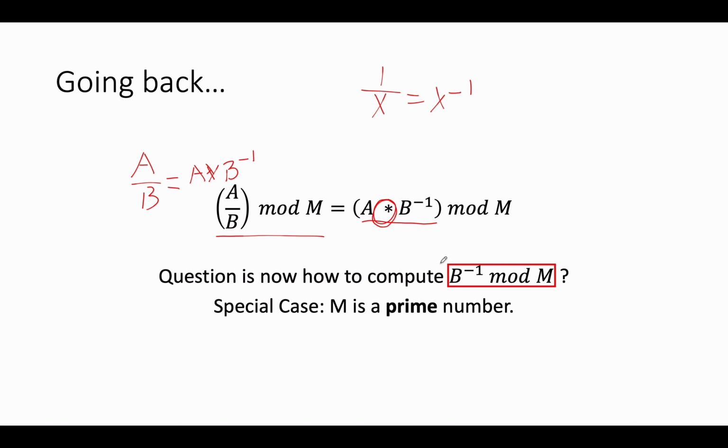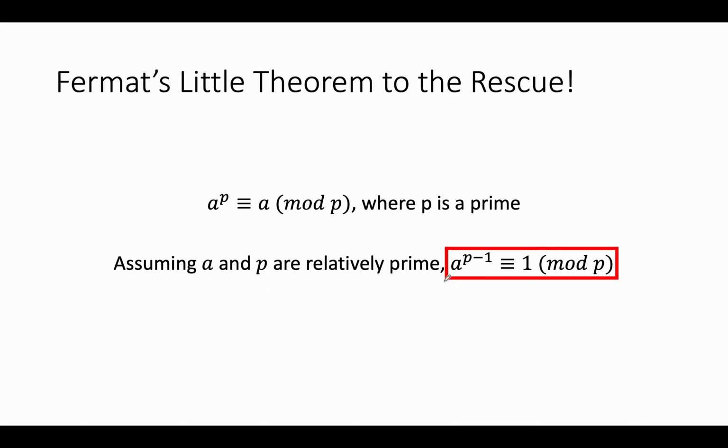So now the question is, how do we calculate this b to the power of negative 1 mod m? There's a special case, which is that this particular m is a prime number. How can we exploit the fact that m is a prime number to help us calculate the multiplicative inverse of b? It turns out we can use Fermat's little theorem.